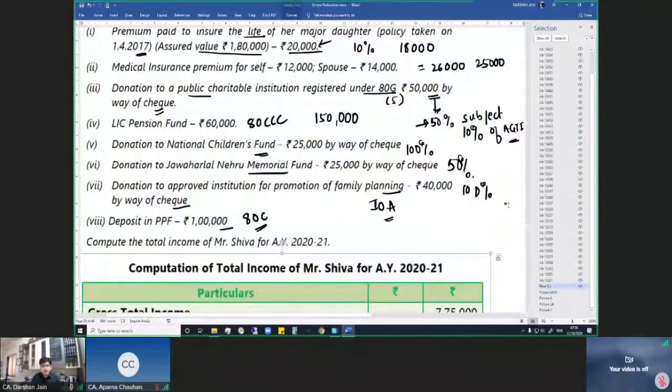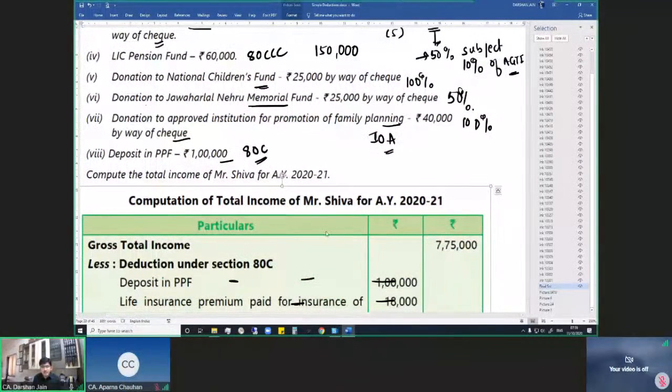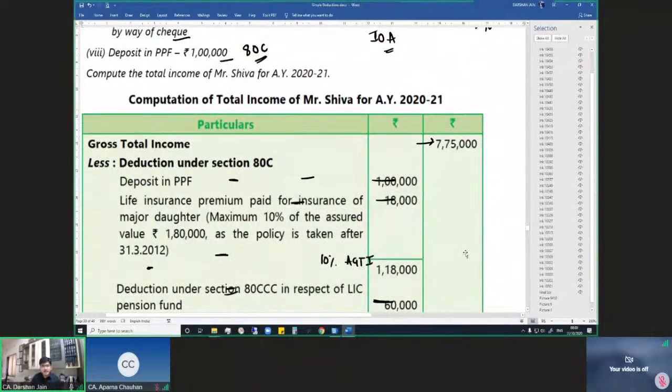See, his basic gross total income is 7,75,000, out of which we first take the deduction under section 80C. So 80C would be, in respect of deposit in PPF, 1 lakh rupees. Life insurance premium paid for daughter, I had explained that it would be maximum 10% of the capital sum assured. Why? Because it has been taken after 1/4/2012. Right, so 18,000 rupees is available as deduction.